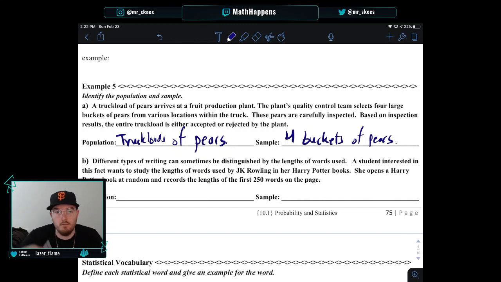If we don't want your product, right? So you better make sure that the majority, right? Because if you have a lot of bad pears in a bucket, then there's probably a lot of them. But if there's only like a couple in that bucket, well, then there's probably only a couple in the truckload.